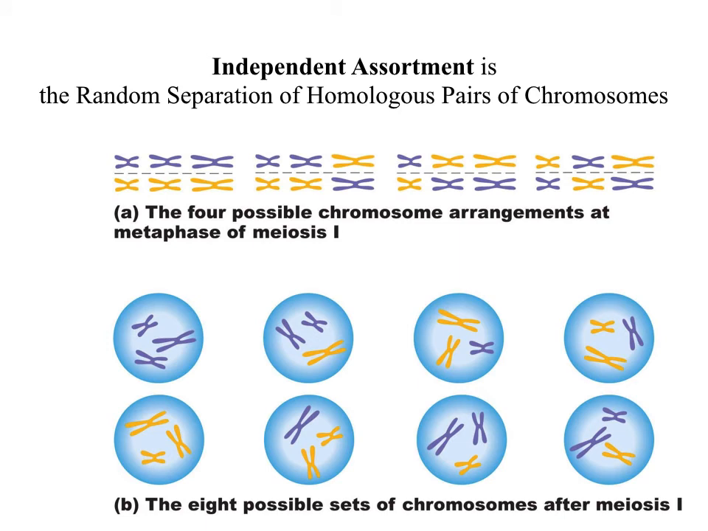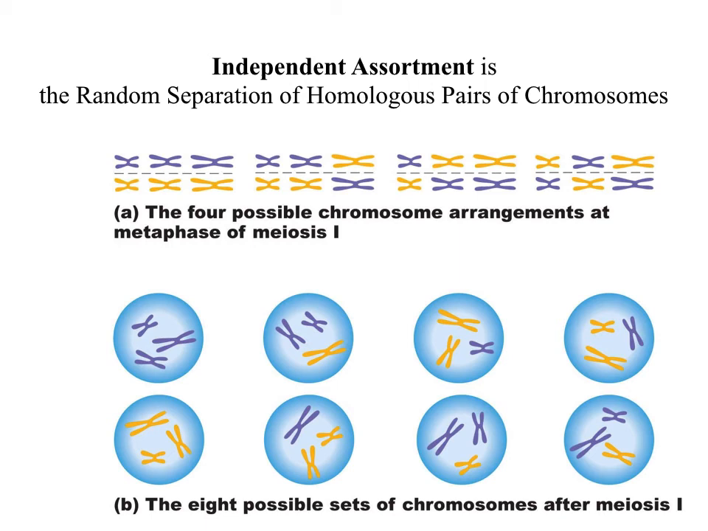independent assortment. This means that when the chromosomes line up, the ones from mom don't necessarily have to all be on the same side, and the ones from dad don't always have to be on one side. If they did, as you see in the first figure on the left-hand side, all the purple are on the top and all the yellow are on the bottom. If that occurred and the cell split, then you'd have all of dad's on one side and all of mom's in another cell. But they don't necessarily have to do that.